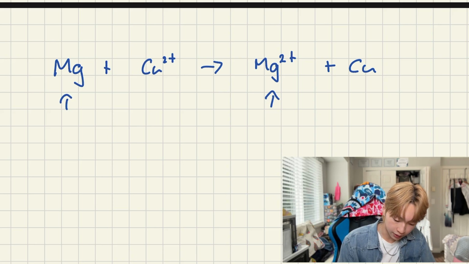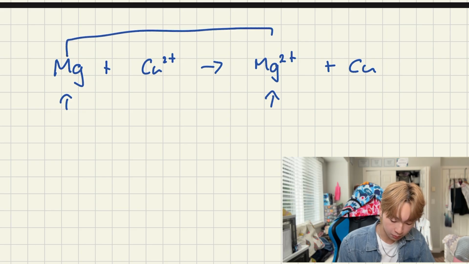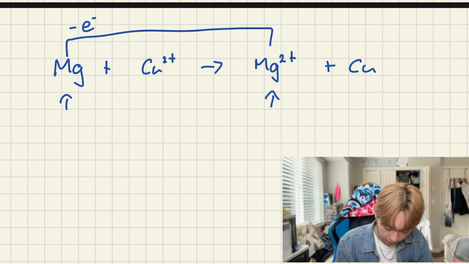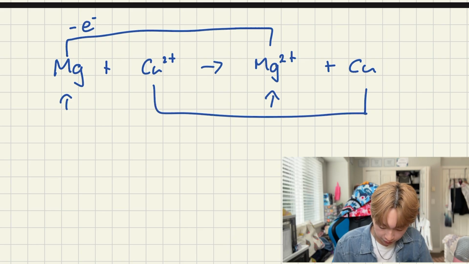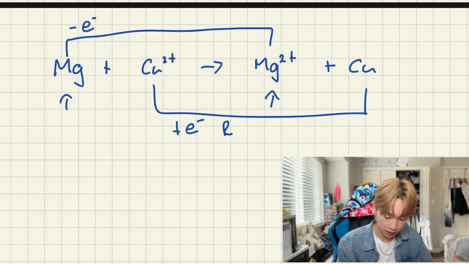And from that, I know that our magnesium lost 2 electrons. And that's why the charge went up by 2. For our Cu here, it went from +2 to neutral. That means it gained electrons. And because it's gaining electrons, that's going to be reduction. And our magnesium is going under oxidation.